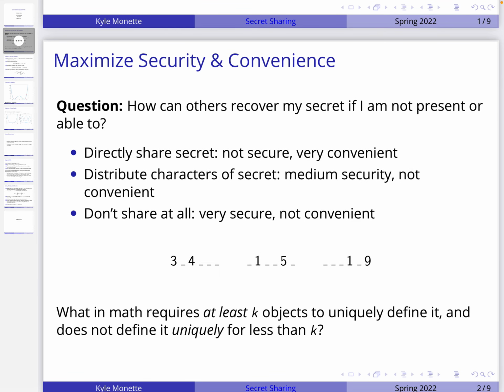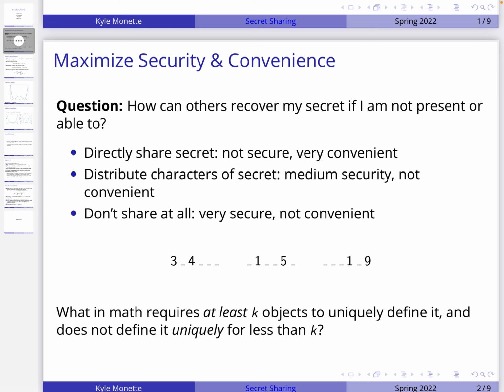So the question is, how do we do that? Because it's not entirely clear the best way. Some possibilities are that we could just directly share the secret with our friends, but obviously that's not secure. It is worth noting that it is convenient for them to recover it. Granted, they might act maliciously, but they can recover it very easily.